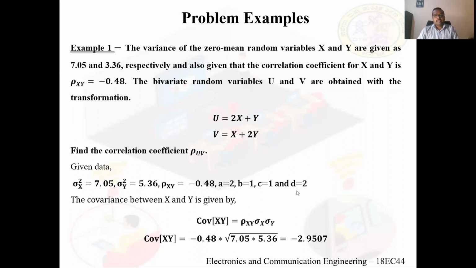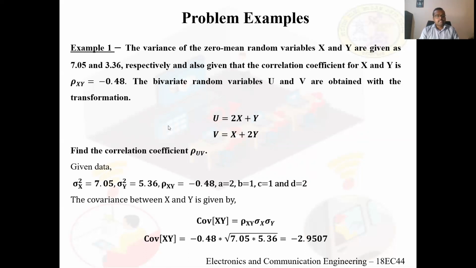Now, using these formulas, we'll look at some of the problem examples. First example, the variances of zero mean random variables X and Y are given as 7.05 and 3.36 respectively, and also given that the correlation coefficient for X and Y, rho XY, is equal to minus 0.48. The bivariate random variables U and V are obtained from the transformation.